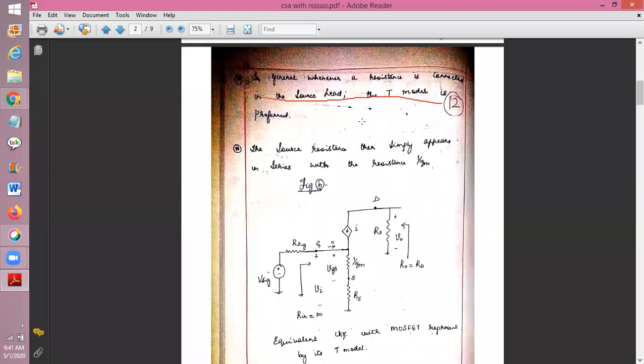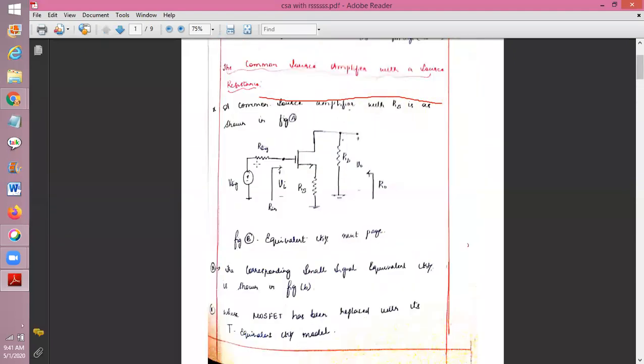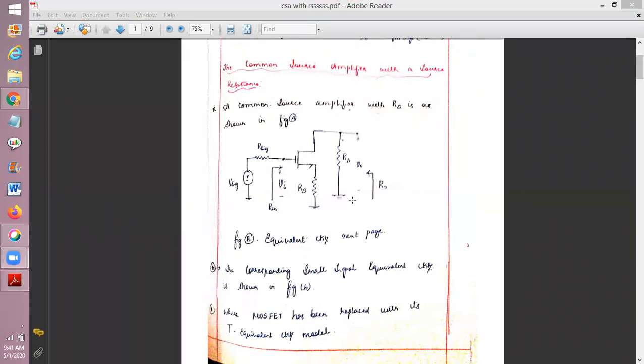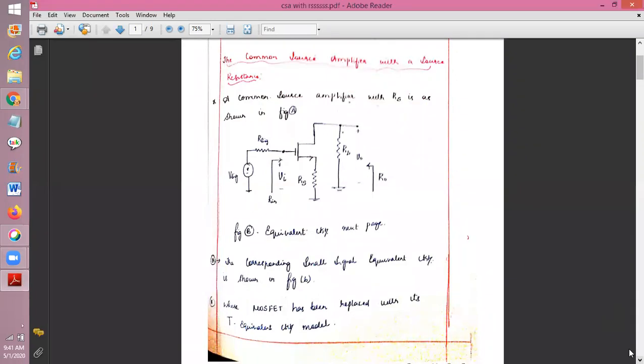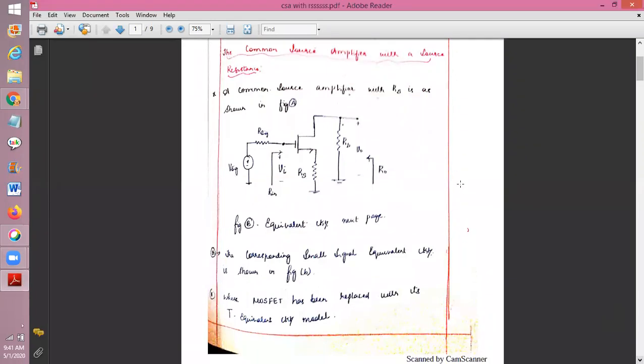Here, please look at the main circuitry. We have V signal and R signal present. Please observe RS and RD. You have V signal, R signal, RS and RD.